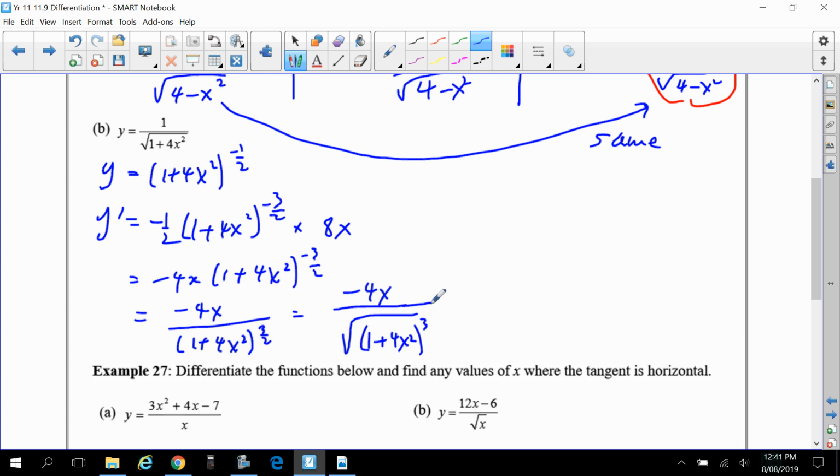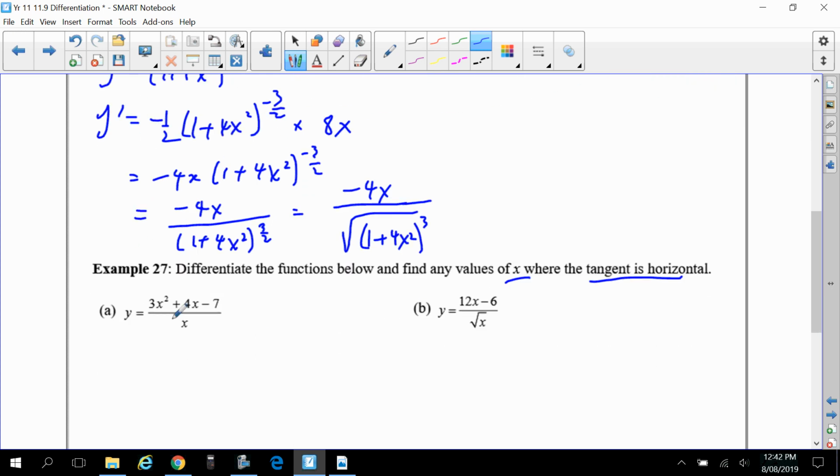All good. Okay, try the next two again. It's like the question we did before. Differentiate. Again, you have to split the fraction and then find the x value where the tangent is horizontal. So have a try. So let's try the first one. Split it. That's using algebra.